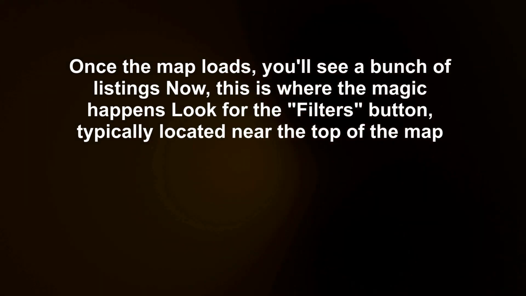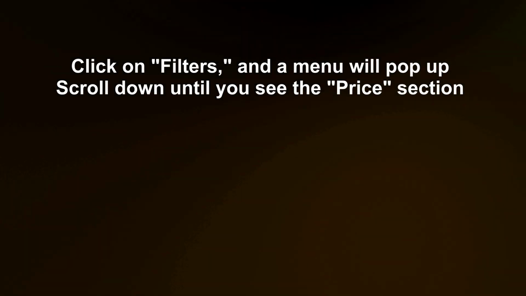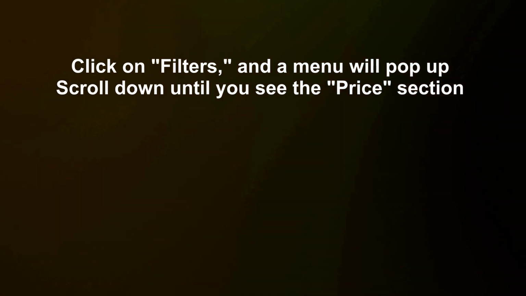Look for the filters button, typically located near the top of the map. Click on filters, and a menu will pop up. Scroll down until you see the price section.